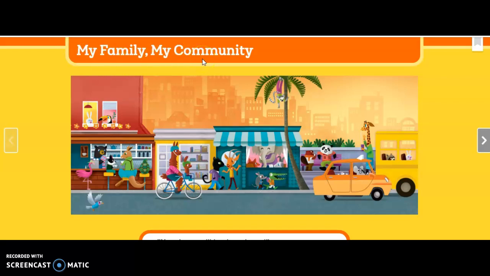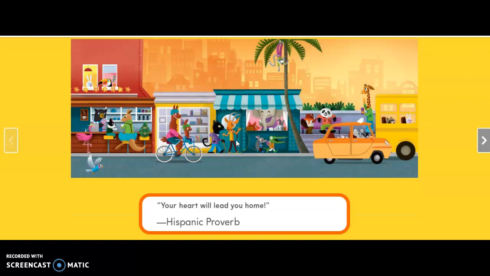So, like I said, we're going to be reading a lot of books that are about communities. There's a little proverb down here that I want you to look at. It's on your book too. It says, "Your heart will lead you home." What do you think that means? Your heart will lead you home. When I hear this proverb, I think your home is where your loved ones are, like your family. That's my home, is my family.